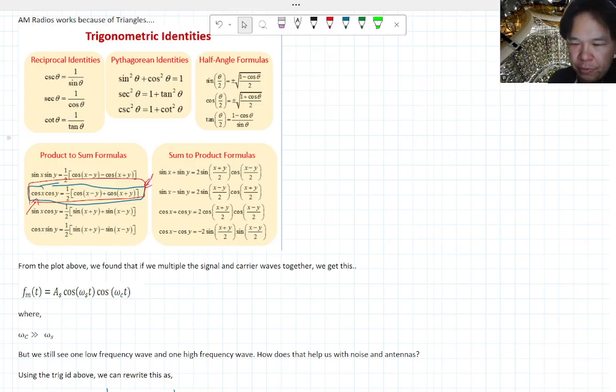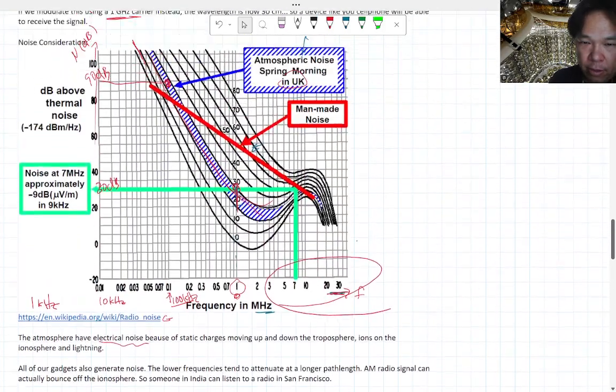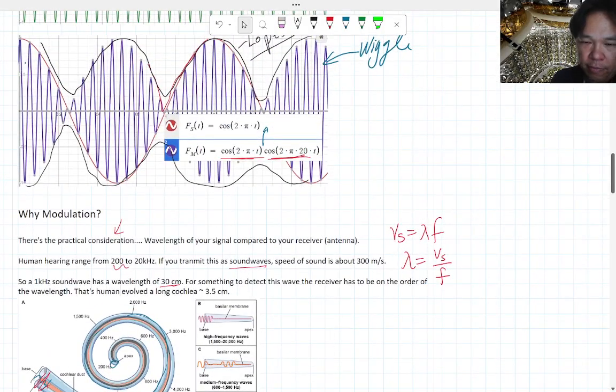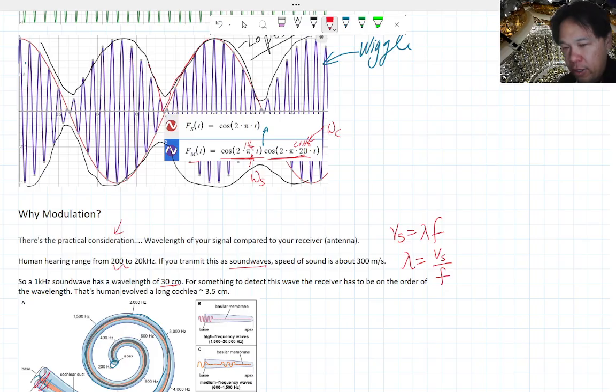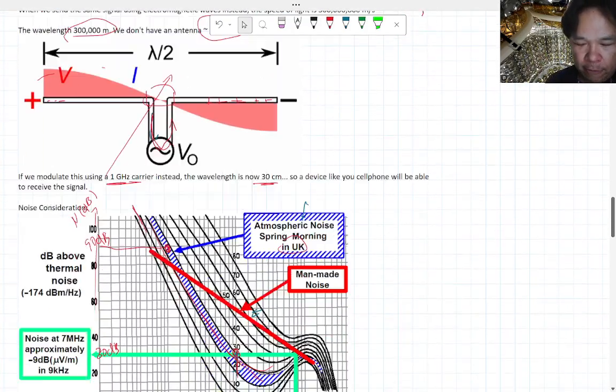So the plot up here, this FM here is written here. It's the product of cosine 2 pi t, which is a 1 hertz signal, and then cosine 2 pi 20 t, which is a 20 hertz carrier. So let's make this the signal, and make this the carrier. Typically, as I said, the carrier is actually megahertz, where the signals may be something on the order of a few kilohertz.